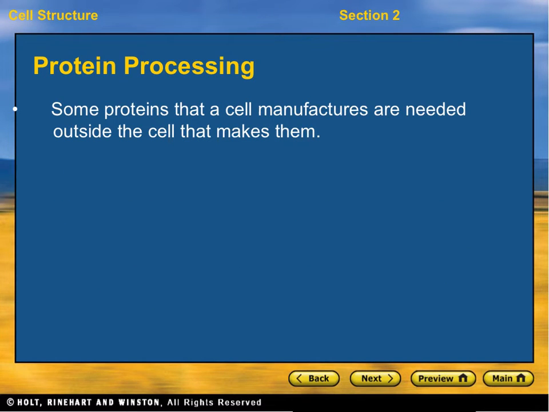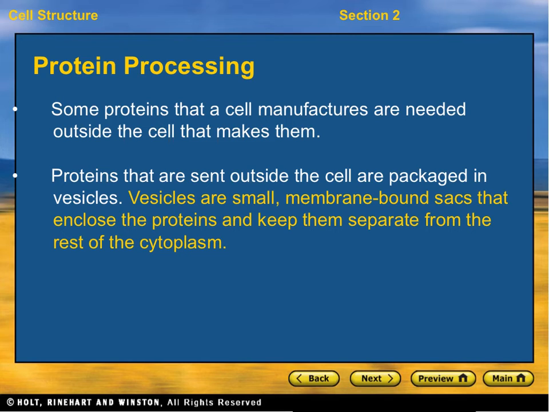So to begin with, we're going to look at protein processing. In the last video we talked briefly about this, but some proteins that a cell makes are actually needed outside of the cell that makes them. So in order to get the proteins outside of the cell, they have to be packaged in what we call a vesicle. A vesicle is a small membrane bound sac that encloses the proteins, and it keeps them separate from the rest of the cytoplasm.